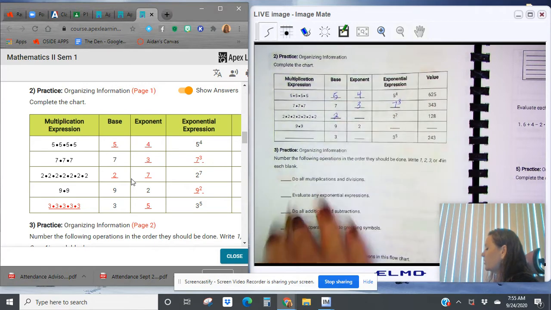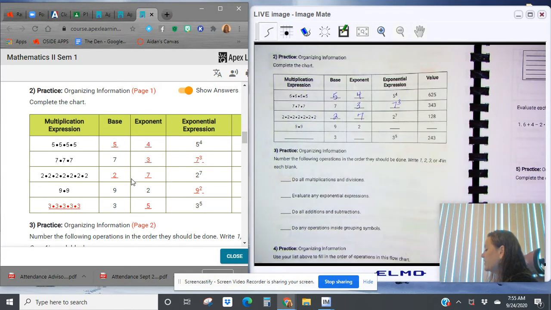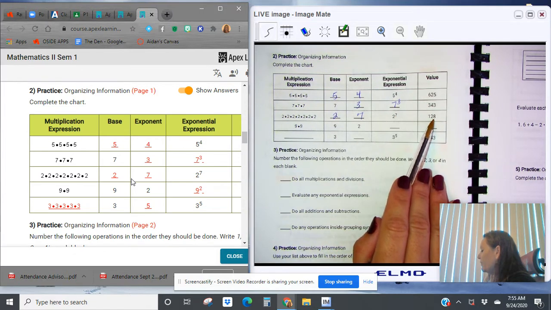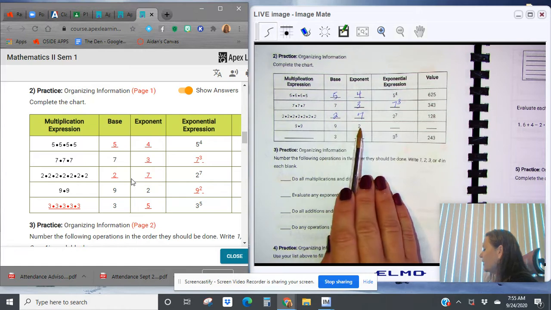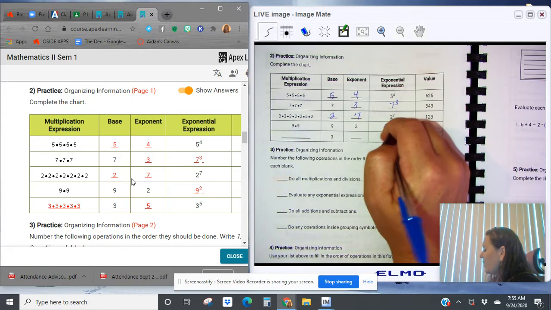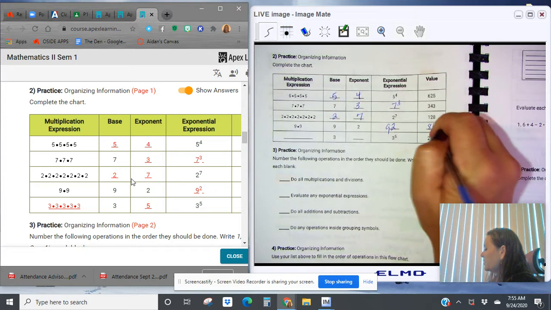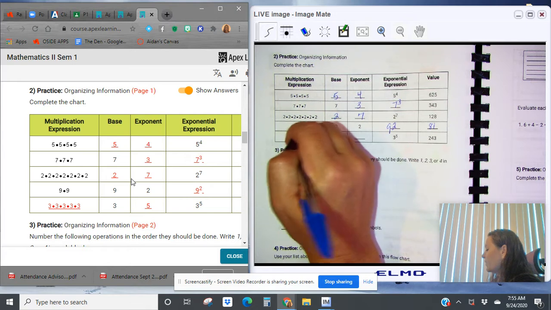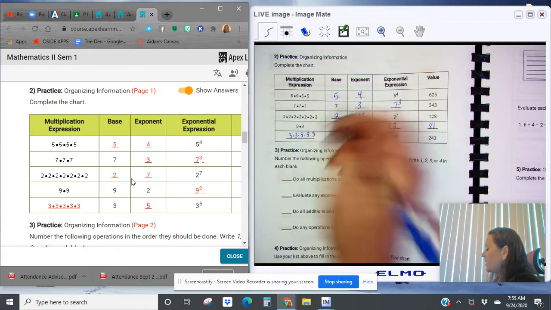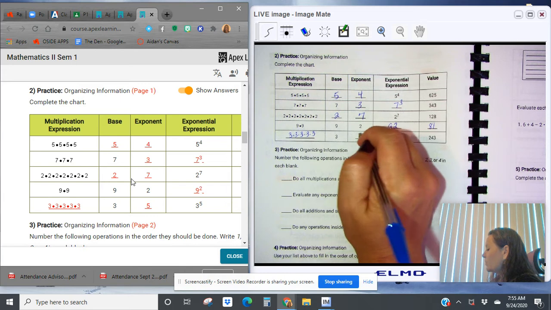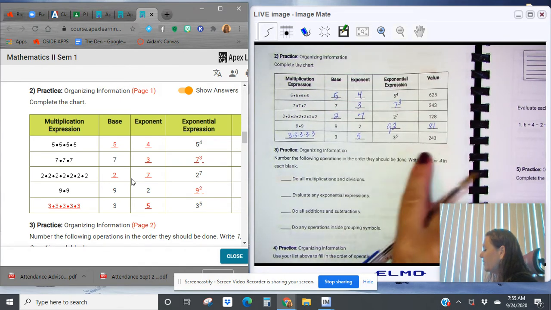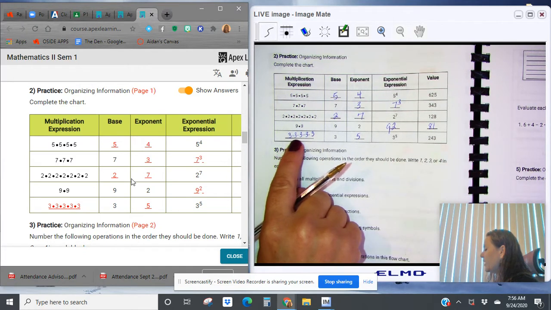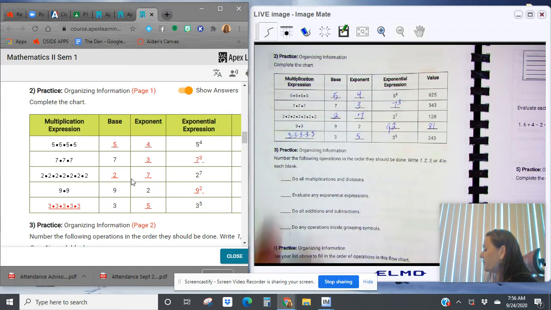My big base on this next one is 2. It's being multiplied by itself 7 times. 2 to the 7th, do that on a calculator, equals 128. 9 is my big base, multiplying by 2. 9 to the power of 2 equals 81. This time, big base is 3. We're multiplying it 5 times. So my exponent is 5. 3 to the 5th is 243. If you're not sure where these big numbers are coming from, it's from multiplying this expression out.